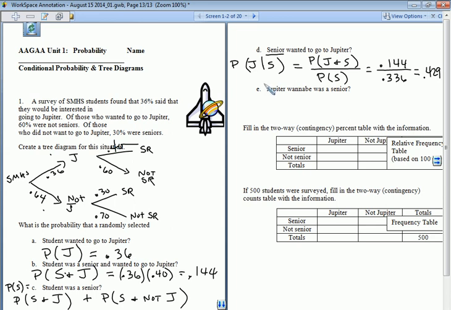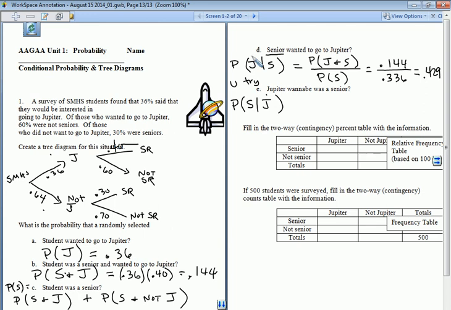Okay, hopefully. Okay, so this one is a Jupiter wannabe was a senior. So what is the condition this time? That they want to go to Jupiter? That they want to go to Jupiter. So this time it's the probability of senior given Jupiter. You try. Senior given Jupiter. Jupiter wannabe was a senior.